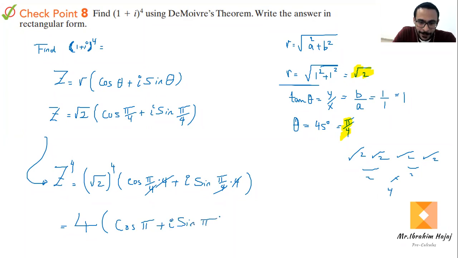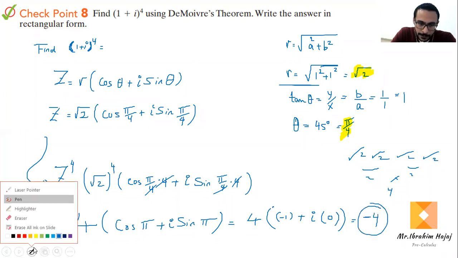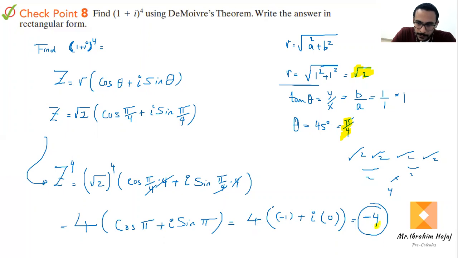Cosine pi is negative 1, and sine pi is 0. So 4 times negative 1 is negative 4, plus 0 i. So equals negative 4 plus 0 i, where a is negative 4 and b is 0.